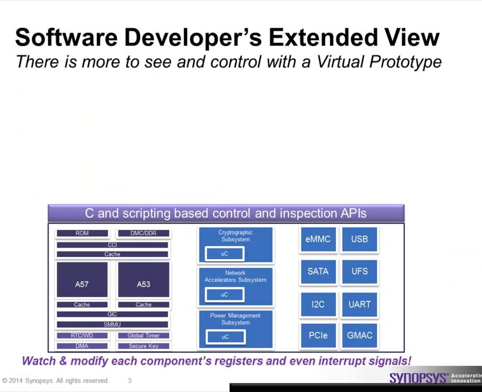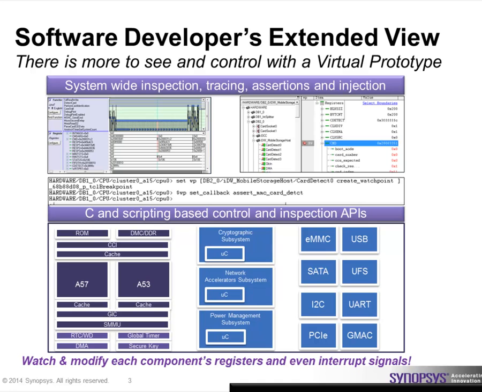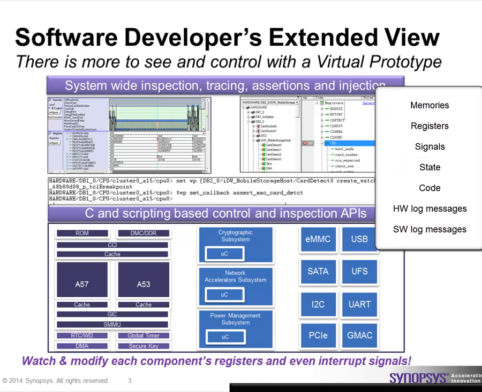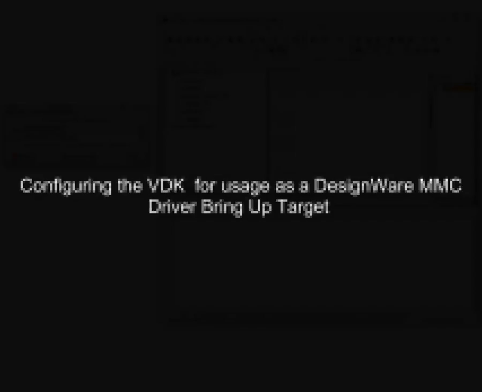In addition to that, the VDK provides enhanced visibility into all aspects of the underlying hardware platform through a scripting API as well as through tools that allow system-wide tracing and debugging. Even interrupt lines or peripheral states can be traced and debugged. In the next part of the video, we are going to show how the VDK can be configured to serve as a bring-up target for driver development for the DesignWare MMC host controller.